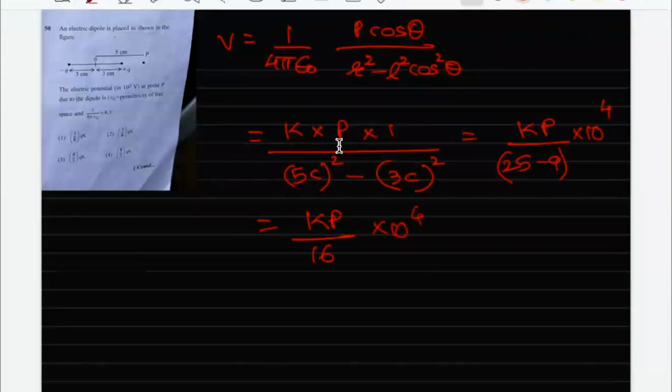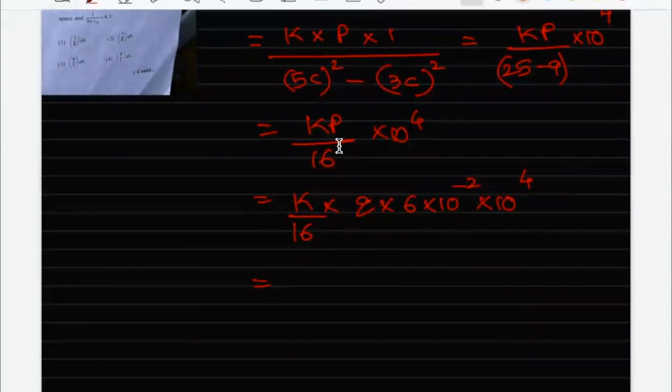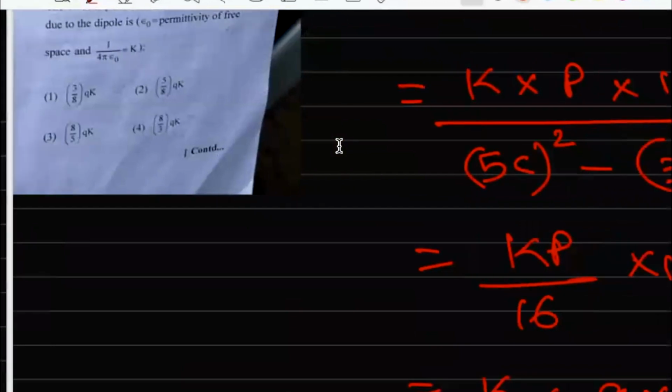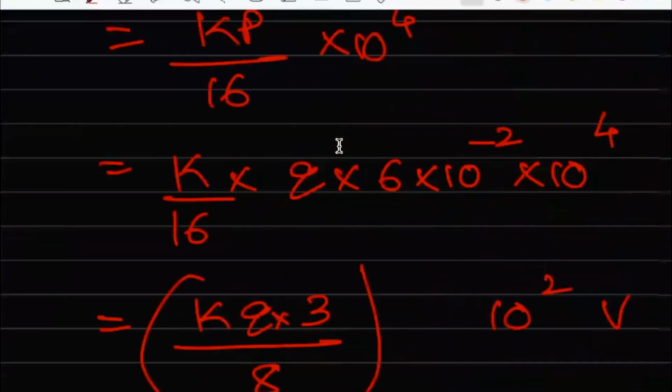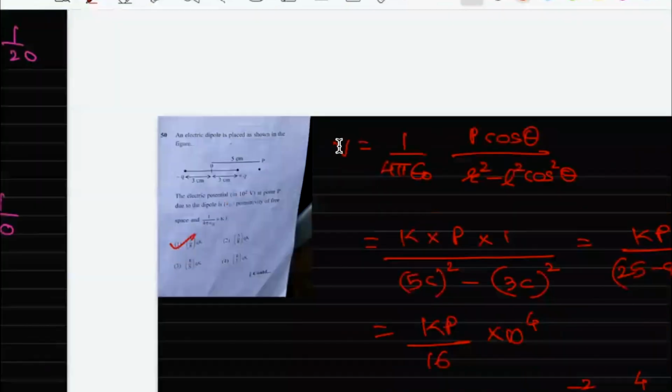10 raised to 4, but they want the answer in terms of q. Fine. So what is p? p is q into 2l. And what is the 2l value? The 2l value is 3 plus 3, 6 centimeters. Centi, 10 raised to minus 2. And then I still have the 10 raised to 4. So in terms of 10 raised to 2 volts, because this is going to be 10 raised to 2 volts, I'm going to get kq into 6 by 16, 2 3s are 6, 2 8s are 16. So 3 by 8. 3 by 8 qk 10 raised to 2. So that is this one.